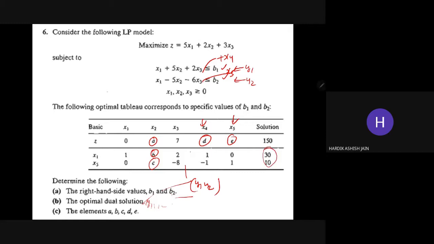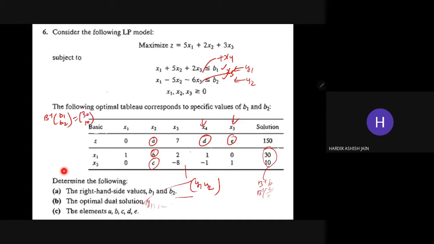How can we write the right-hand side? What is the value of this 30 and 10? That is nothing but B inverse b, and what is B inverse b? It is B inverse times b1, b2. There I am facing some problem to write, so here on this side I am writing. So B inverse times b1, b2 will become 30 and 10.